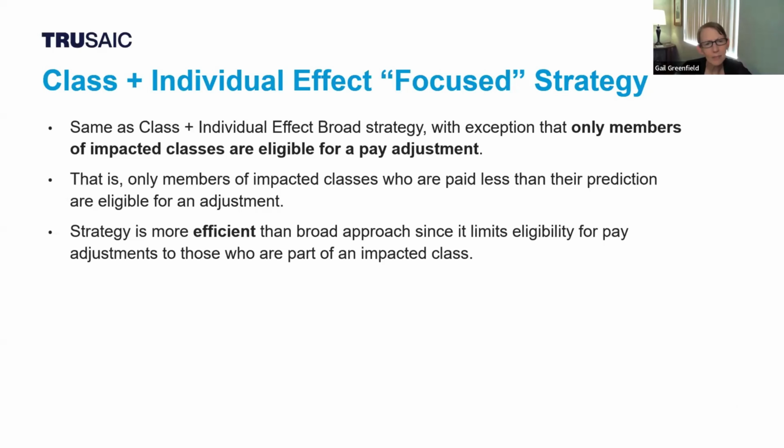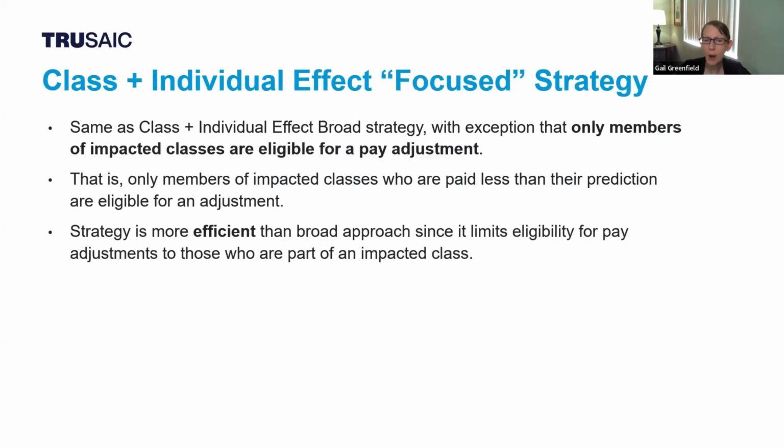The primary advantage of this approach is that it's more efficient than the broad approach, since it limits eligibility for pay adjustments to those who are part of an impacted class. So you're only giving adjustments to people who are part of an impacted class. Also, you tend to have fewer pay adjustments as compared to a class effect strategy. Remember, with the class effect strategy, we're giving the same size adjustment to everybody who's part of an impacted class, regardless of their actual pay. Here, we're only giving adjustments to people who are paid less than their prediction. So you end up with fewer adjustments compared to that class effect strategy.